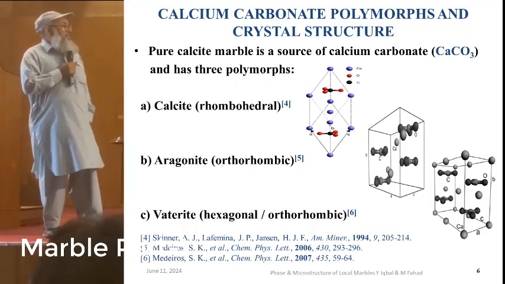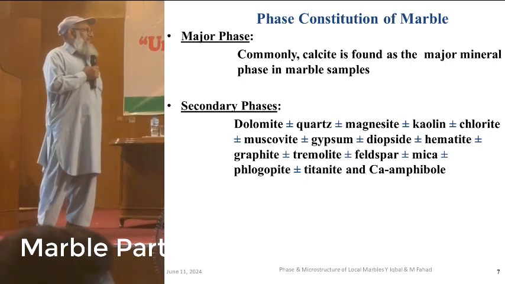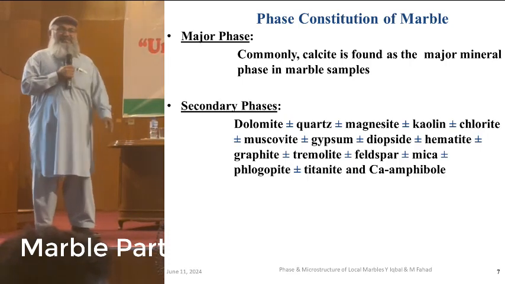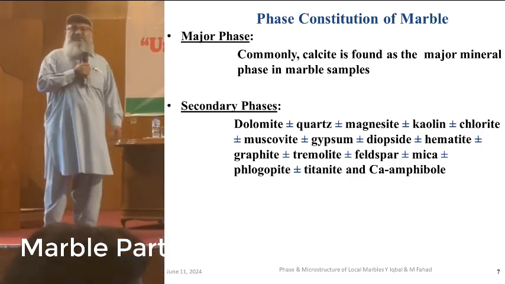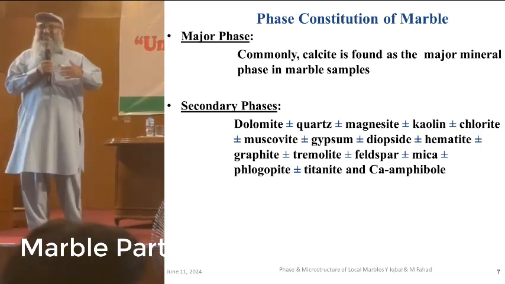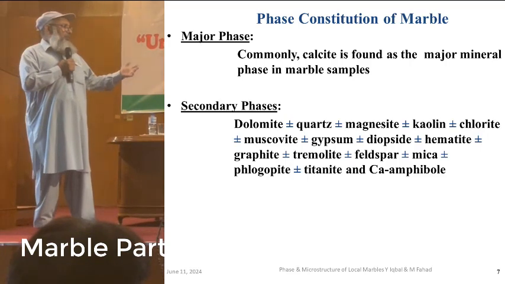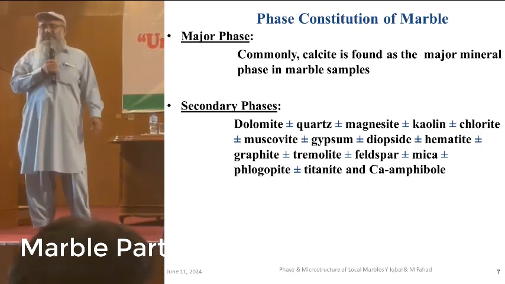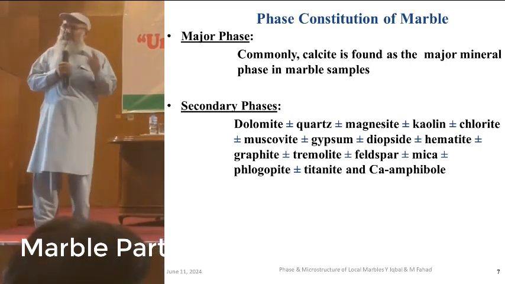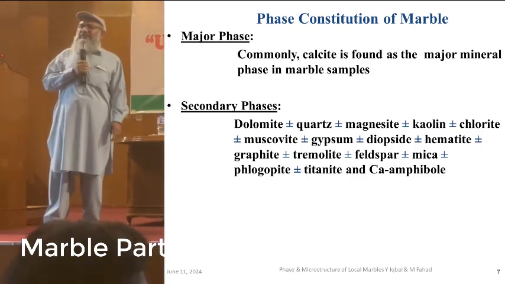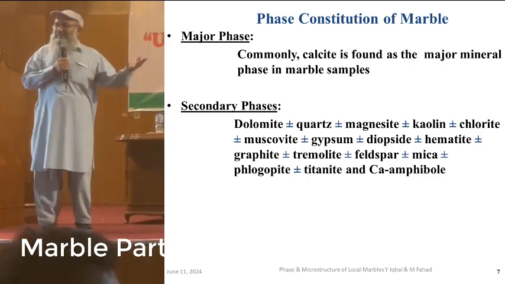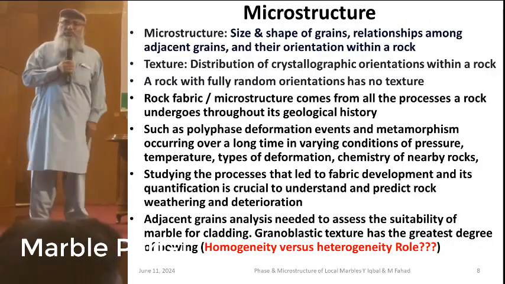So the major phase commonly found in marble is calcite, and it is called the major mineral present there. And the secondary phases are numerous. It depends upon the local chemistry of the mine, whether it is a siliceous environment, a quartz environment, or some other mineral or alkaline environment, and with that the composition changes. But the 2 main phases found in marble are calcite and dolomite. Dolomite contains magnesium.